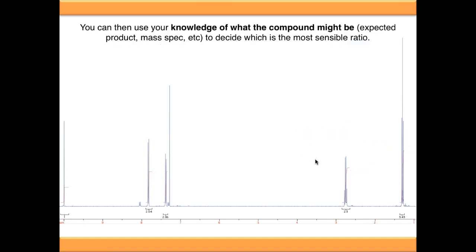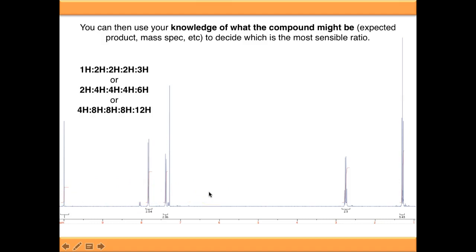So this doesn't give us any absolute data. This is not telling us that this signal over here was created by 1 proton and that this signal was created by 2. It's telling us that this signal was created by half as many protons as this signal, because the ratio is 1 to 2.